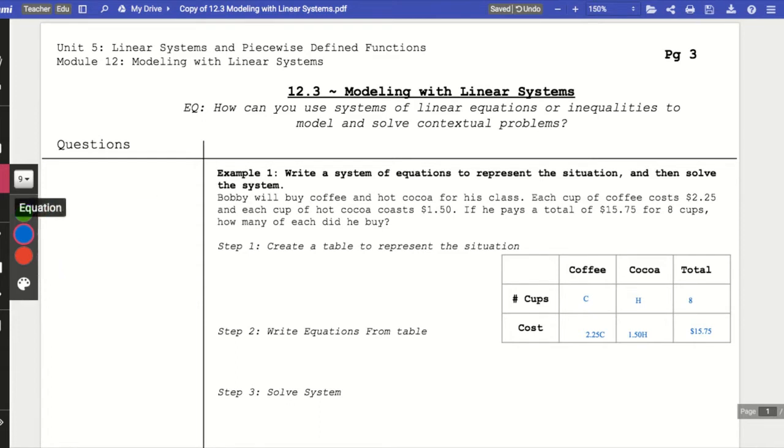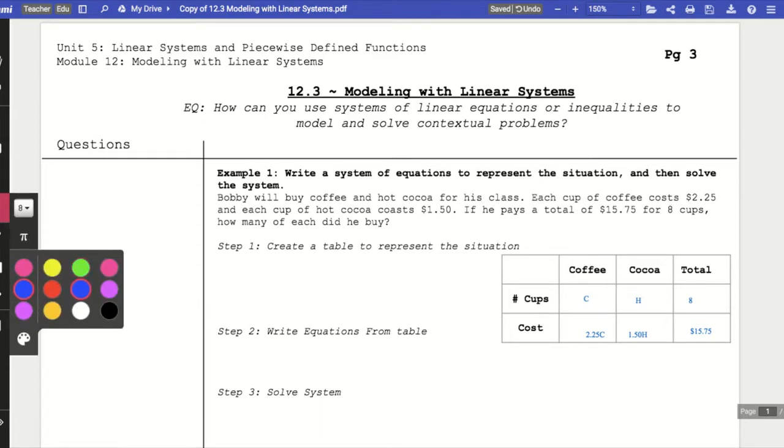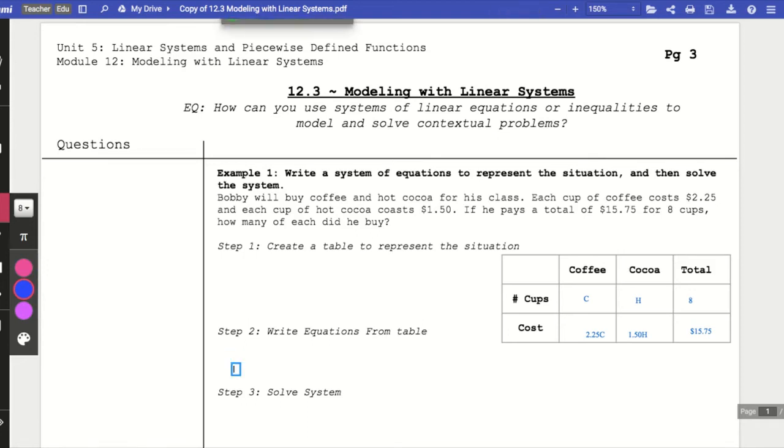So let's go ahead and write our linear system. We're taking our linear system from the table we created and writing it in the form of equations. So C plus H equals 8. I did switch to the lowercase h just because in the equation tool it looks awesome. And then the other equation that we have is 2.25C plus 1.50H equals 15.75.